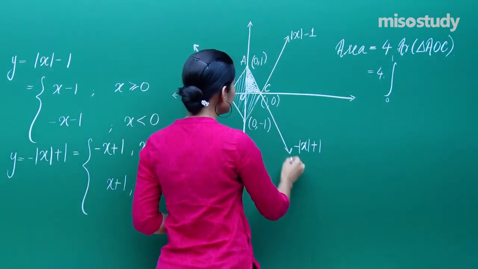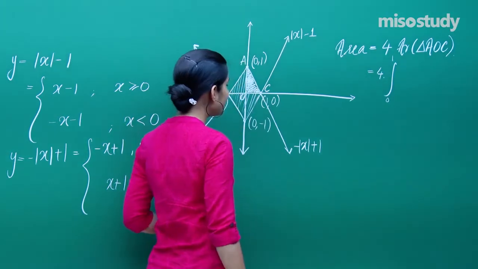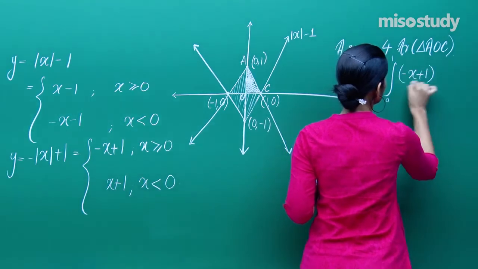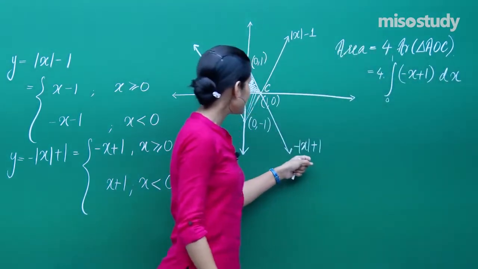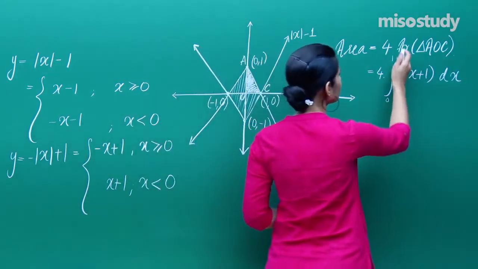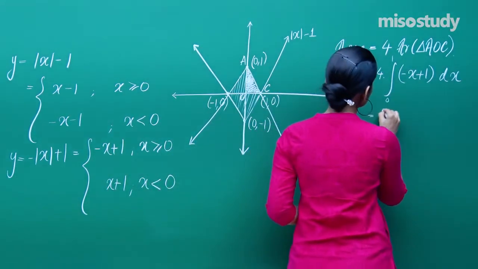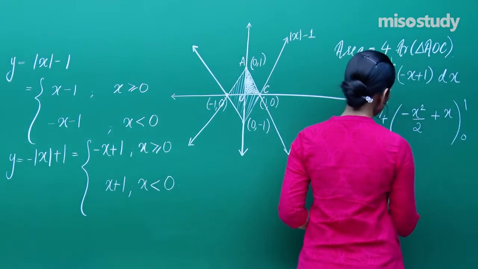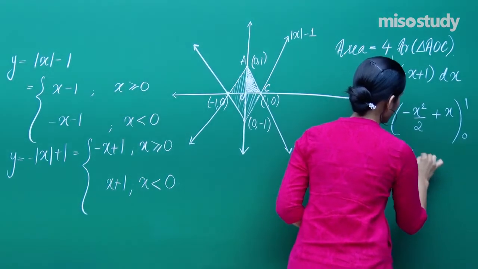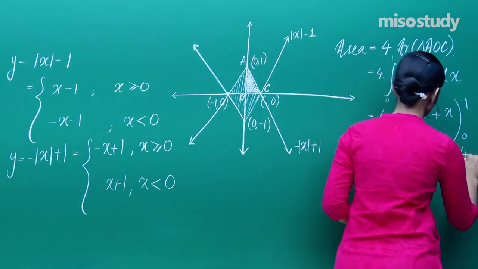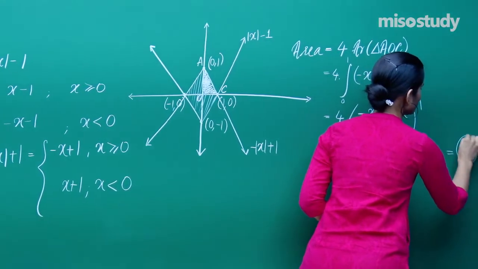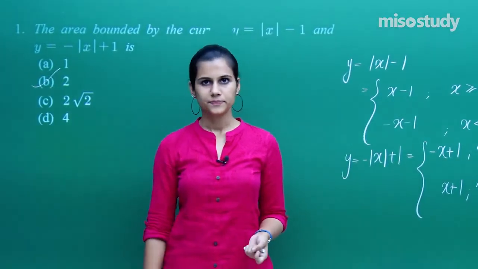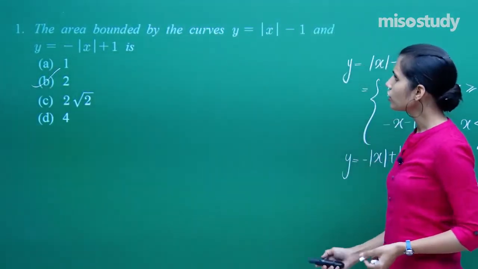Over here you can see x is non-negative, so minus mod x plus 1 will be minus x plus 1 dx, because mod x is equal to x when x is non-negative, and from 0 to 1 obviously x is non-negative. So this becomes 4 times minus x squared by 2 plus x from 0 to 1. This is minus 1 by 2 plus 1, which is 4 into 1 by 2, which is 2 square units, and the answer therefore is B. Clear? Pretty easy question. Moving on to the next.